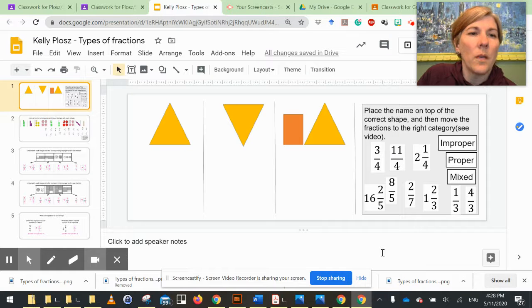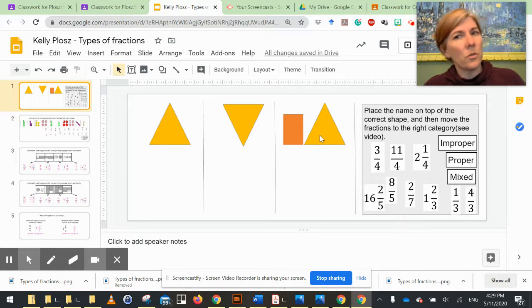Okay, so in this particular task, this is the first slide you're going to see. So this is week 6, day 4-5. You're going to see this as your first slide. And these yellow and orange shapes will not mean anything to you unless you watch the video. So make sure you watch that video first so that you know what to do or understand this task.